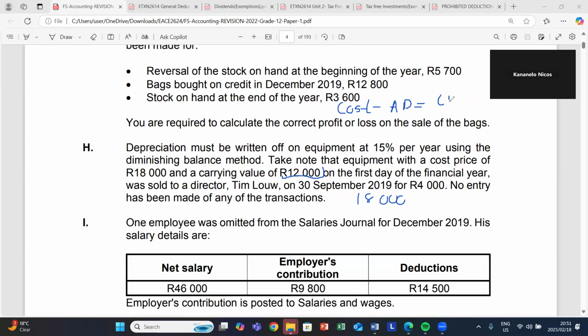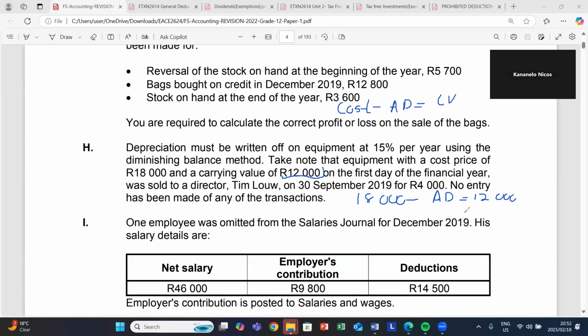Meaning also, for them to get that carrying value of 12,000 rand, they took the cost of 18,000 rand minus accumulated depreciation. And that's how they got the carrying value at the beginning as 12,000.